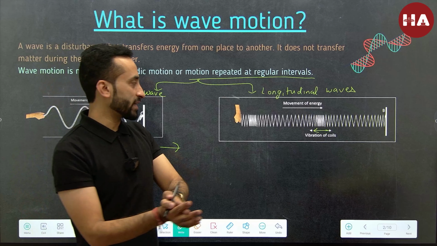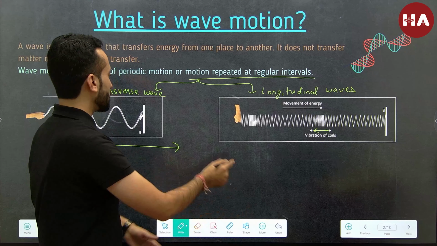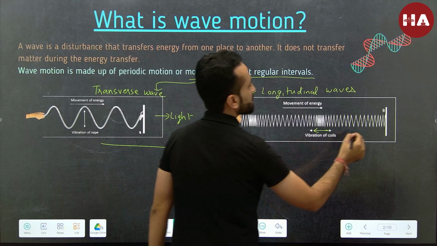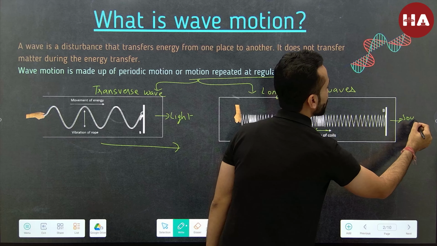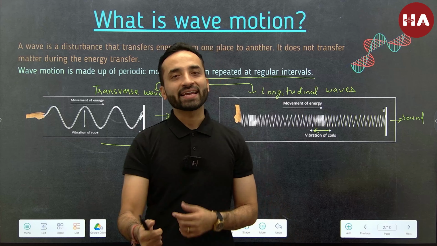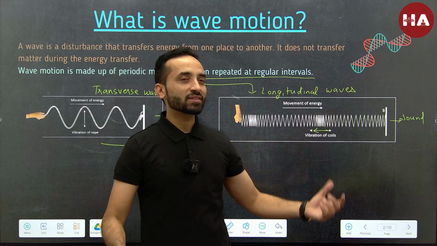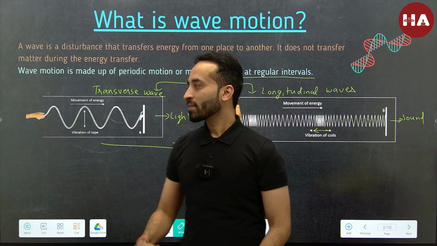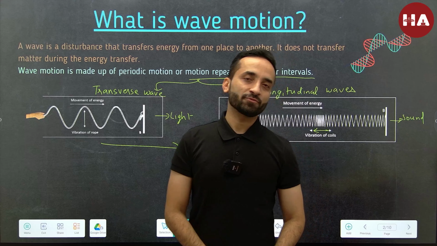I will give you one more example which you cannot relate with right now. This is light for you and this is sound. So as I told you, our discussion will be somewhere around light and sound in this unit. So both are of each type. So sound is longitudinal and light is transverse.